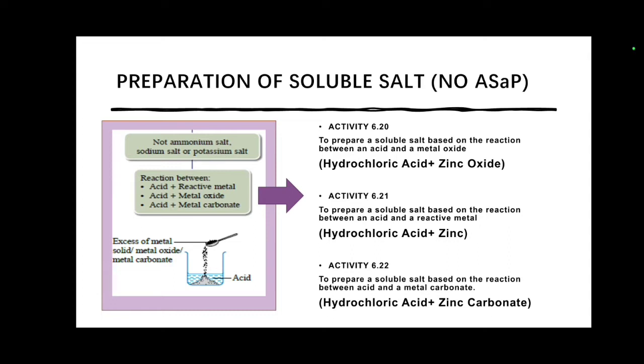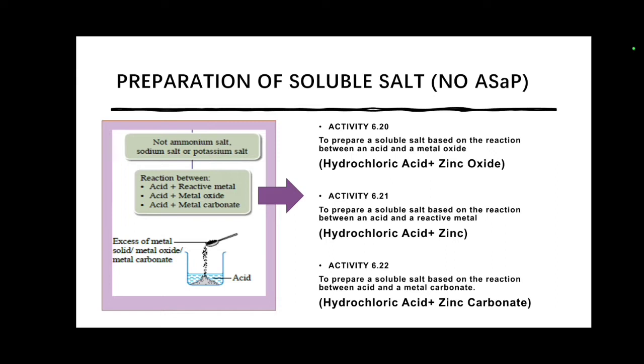The first method that we can use is shown in activity 6.20, which is to prepare a soluble salt based on the reaction between an acid and a metal oxide. In this activity, you can use hydrochloric acid solution and zinc oxide powder as the reactants. The second method is shown in activity 6.21, which is to prepare a soluble salt based on the reaction between an acid and a reactive metal. In this experiment, you can use hydrochloric acid solution and zinc powder as the reactants.